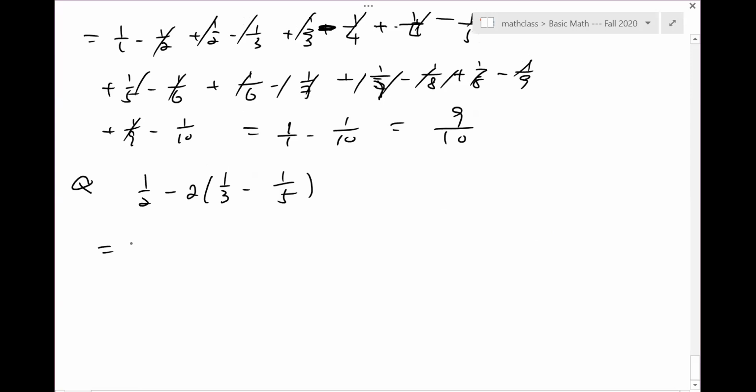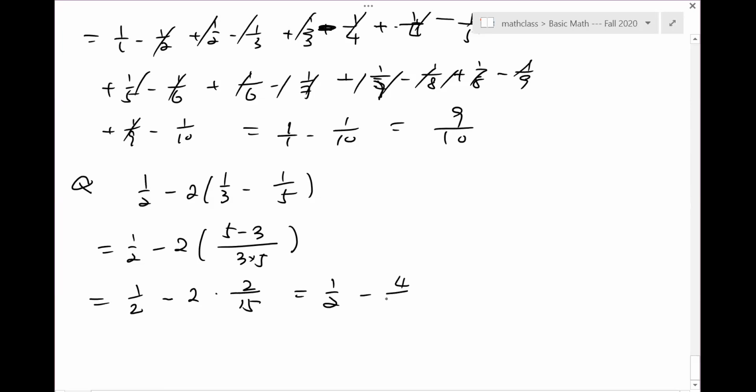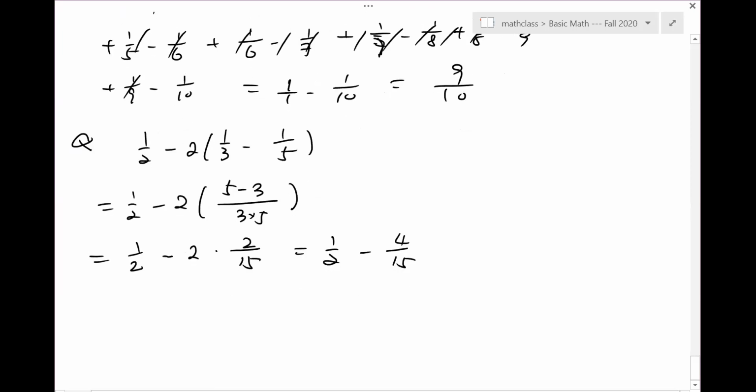So we will do this 1/2 minus, and combine those two inside, right? It's 5 minus 3 over 3 times 5, right? So let's do it quickly. It's over time right now. So 5 minus 3 is 2. Here's a 15. It's 1/2 minus 4 over 15. Then you combine that, it's 2 times 15, and 15 minus 2 times 4. Okay? So 15 minus 8, right? 15 minus 8 is 7, over 30. Okay, 7 over 30. That should be the correct answer.